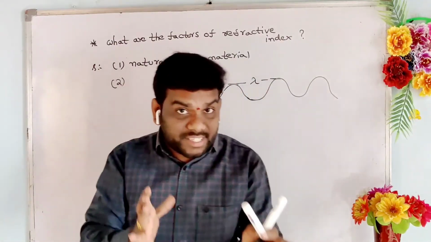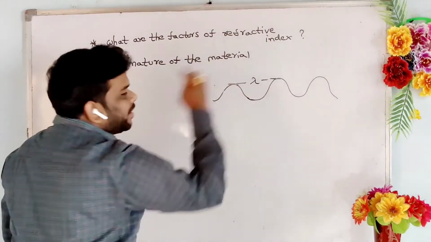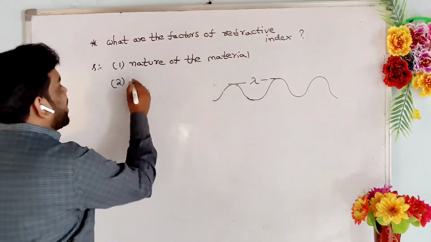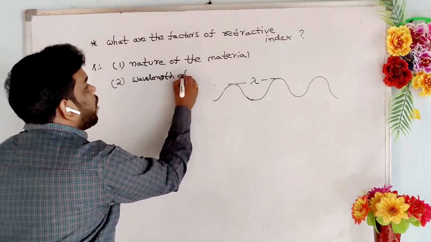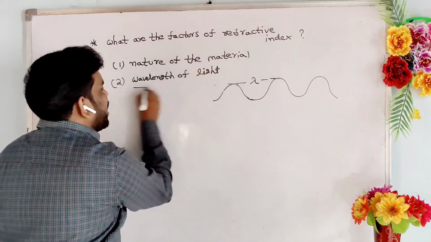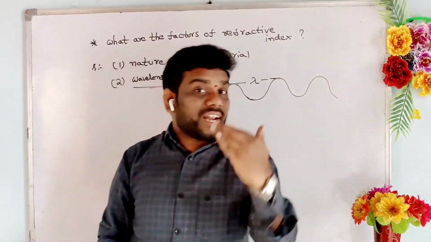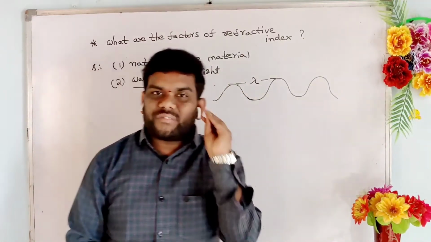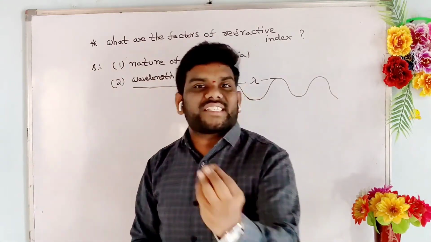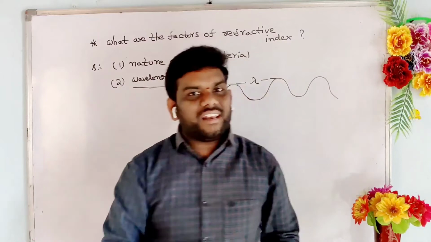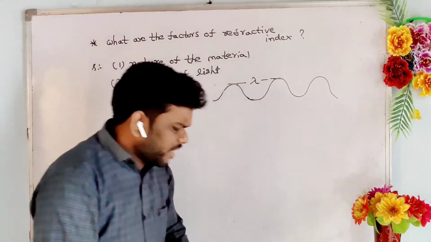Now, what are the factors of refractive index? One is the nature of the material, and the other is the wavelength of the light we have used. Refractive index depends on these two. Then finally we conclude that refractive index depends upon the nature of the material and wavelength of the light. Yes, this is very important.